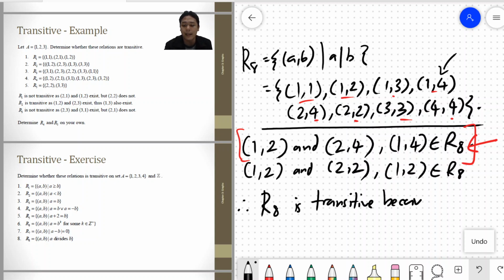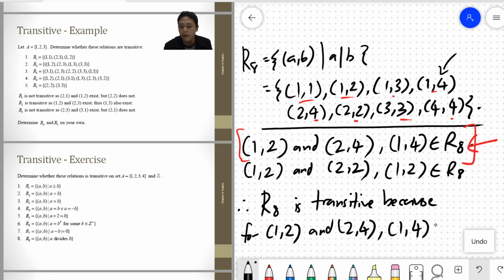Because I can write this black, or you can just leave the argument at the top. R8 is transitive because for 1, 2 and 2, 4, 1, 4 is in R8. That is sufficient for this question.